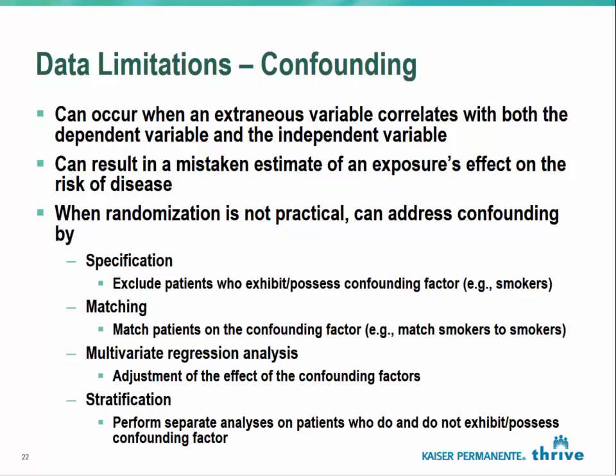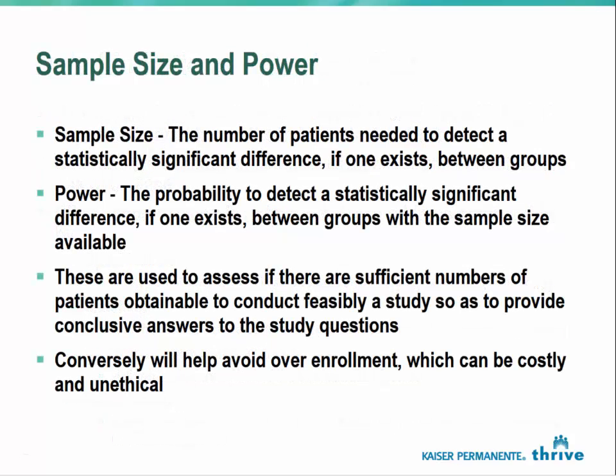Finally, stratification. Say we wanted to keep our smokers in the study. We didn't match, but we wanted to stratify. So we wanted to take smokers, include them in the study, but separate them and do a sub-analysis based on those who do not exhibit the confounding factor. So you would take smokers out and look at smokers alone in the analysis.